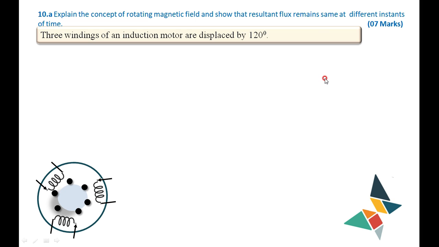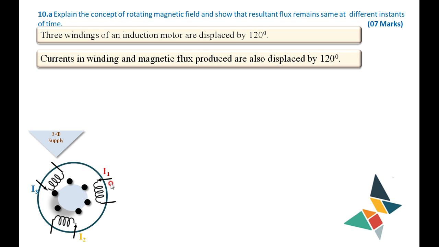Then the three windings are excited by a three-phase supply. When a three-phase supply is given, the currents in each winding flowing are I1, I2, I3. These are also displaced by 120 degrees. When the current is flowing in the conductor, it produces its own magnetic flux. Therefore, fluxes phi1, phi2, phi3 are produced. Once again, these phi1, phi2, phi3 are alternating in nature, and they are also displaced by 120 degrees. The same thing is written: current in winding and magnetic flux produced are also displaced by 120 degrees.